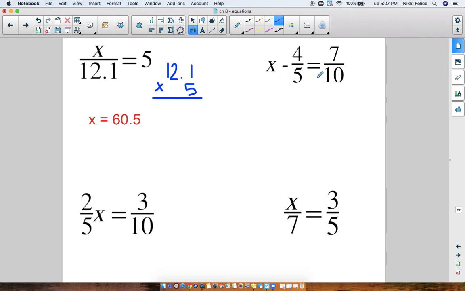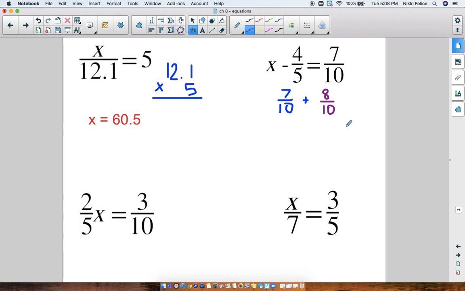Now over here for our next problem, we have x minus 4/5 equals 7/10. This is subtraction, so what do we do? We add. We're going to add 7/10 plus 4/5. But what do we have to fix about this problem first? Oh yeah, when we add fractions, we need to have a common denominator. So in this case, the least common denominator would be 10. So if I multiply this fraction times 2, I would see that this is really, let's do this, 8 over 10. 4/5, if I multiply it by 2, is the same thing as 8/10.